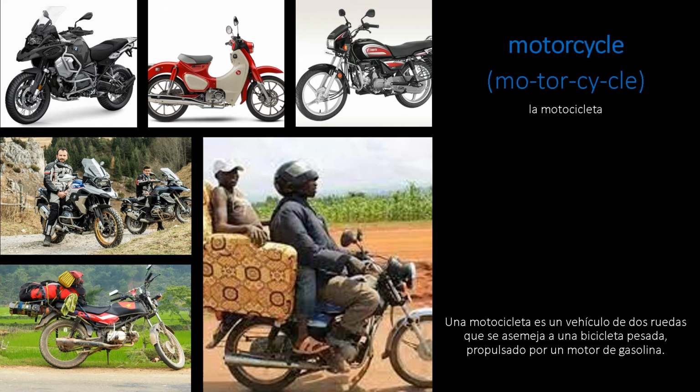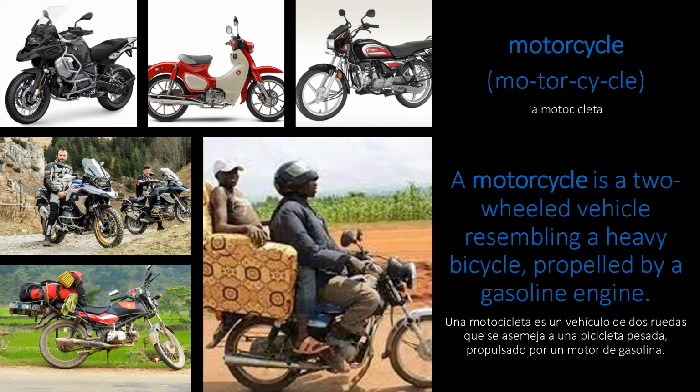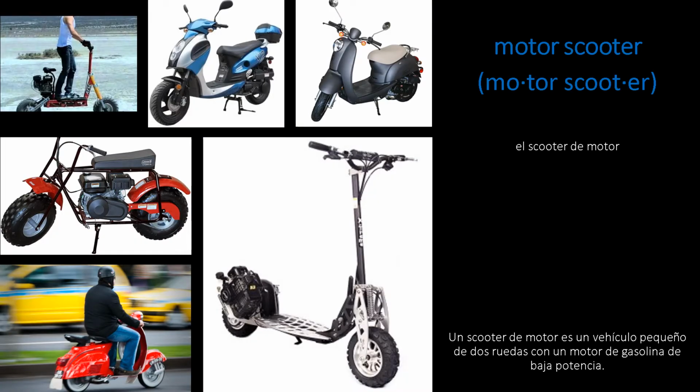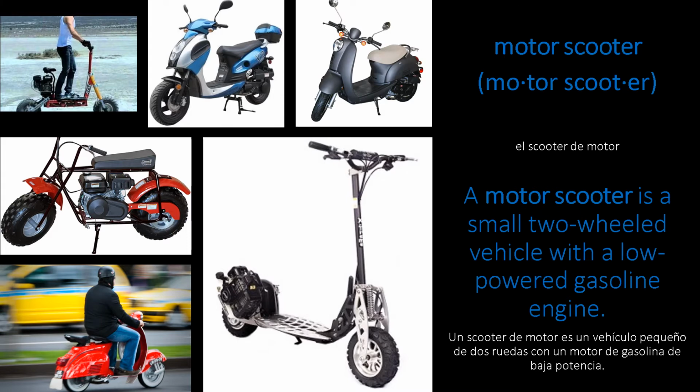Motorcycle. A motorcycle is a two-wheeled vehicle resembling a heavy bicycle, propelled by a gasoline engine. Motor scooter. A motor scooter is a small two-wheeled vehicle with a low-powered gasoline engine.